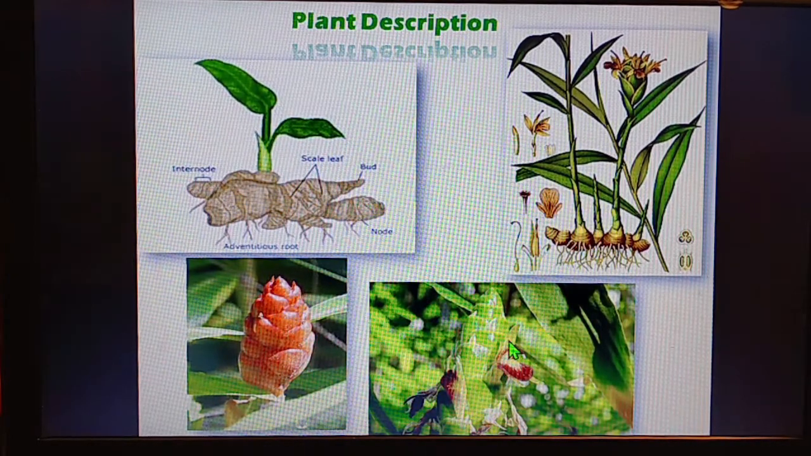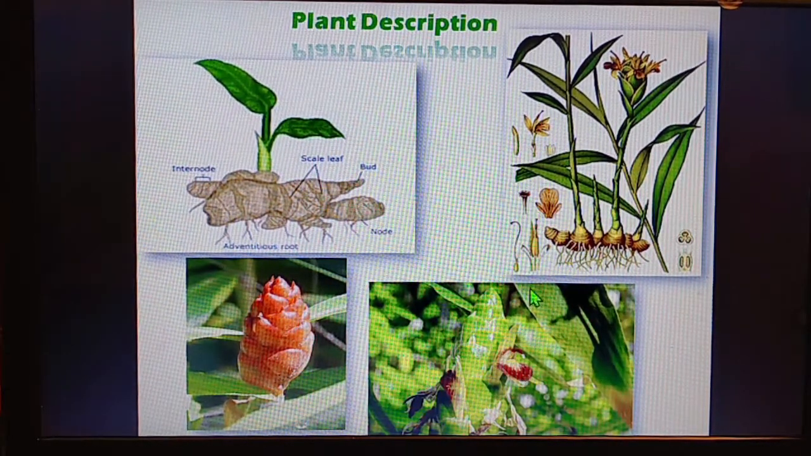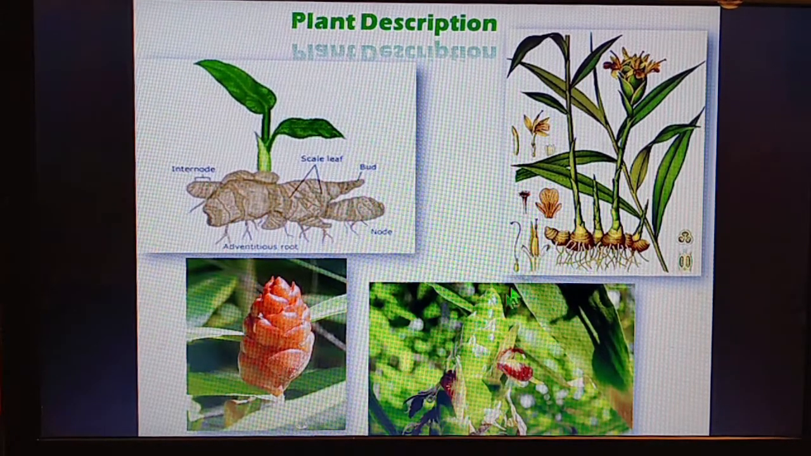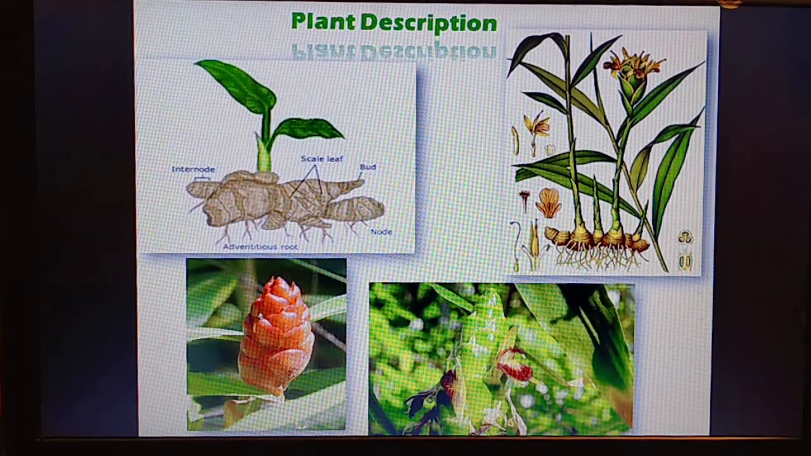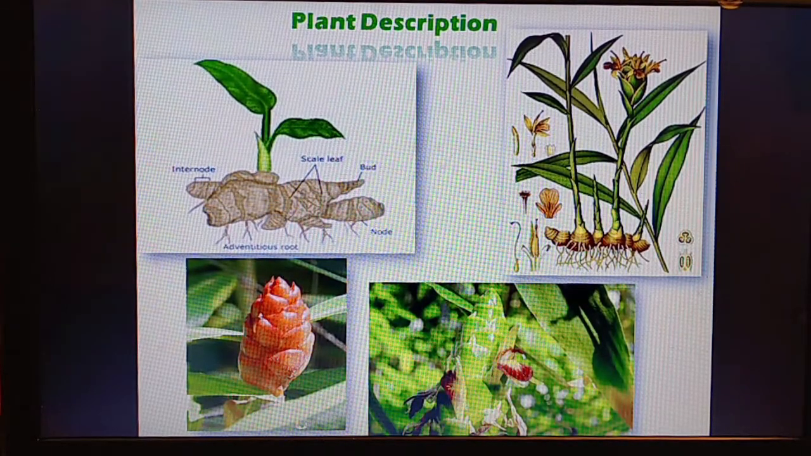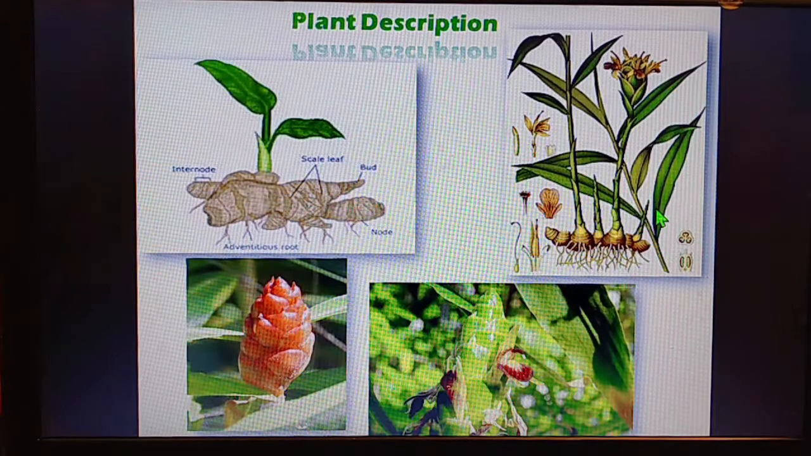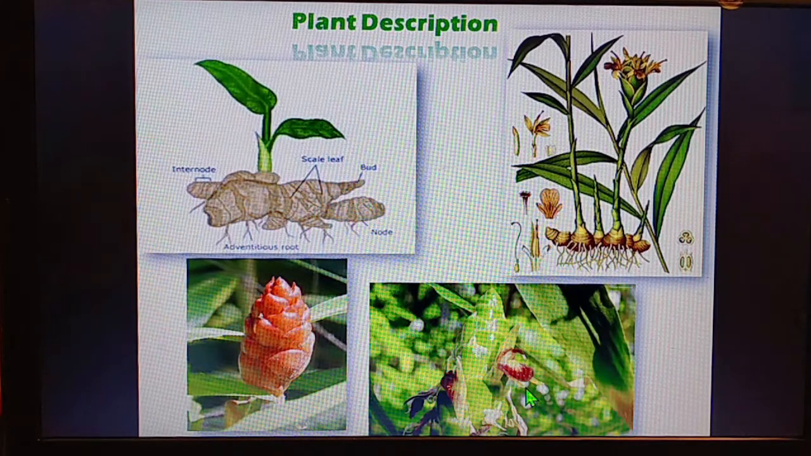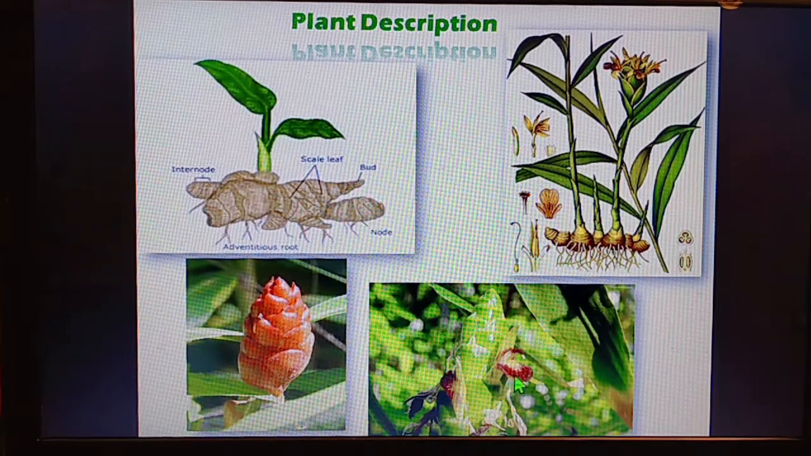In the flower of ginger, the calyx is tubular and three-lobed. The flowers are bisexual and irregular. The calyx is tubular and three-lobed, and the corolla is bilabiate, that is two-lipped, and they are yellow with purplish spots, as you can see in this figure.